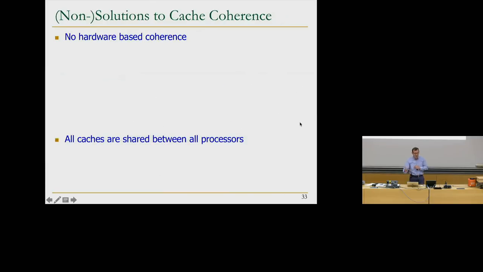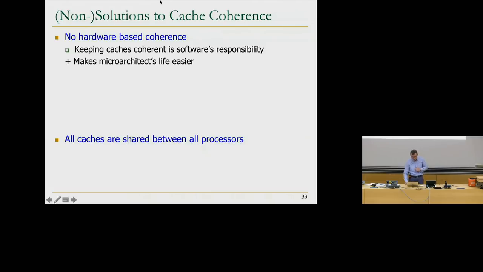Okay, so let's talk about non-solutions to coherence before we go into solutions in a little more detail. I call these non-solutions. Clearly, if you don't provide hardware-based coherence, I don't think you're solving the problem, because keeping the caches coherent becomes software's responsibility. And this clearly makes the hardware designer's life a lot easier, because you don't need to design coherence protocols. And imagine if you're putting 100 cores on a chip and 100 different caches, you need to keep all of them coherent. That's not an easy problem. But it makes the average programmer's life much harder.